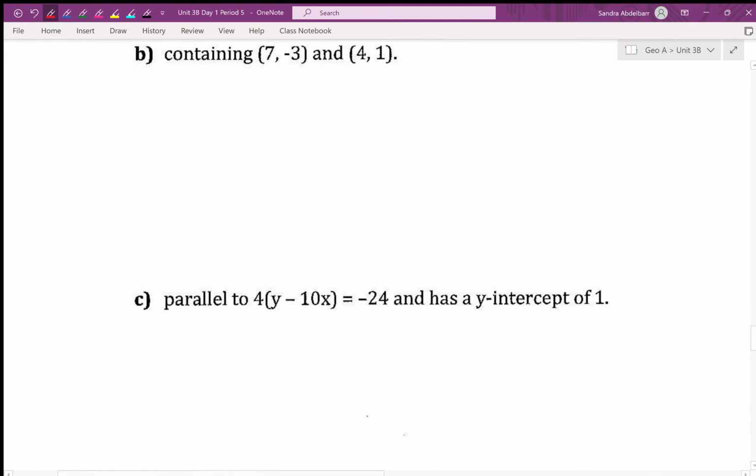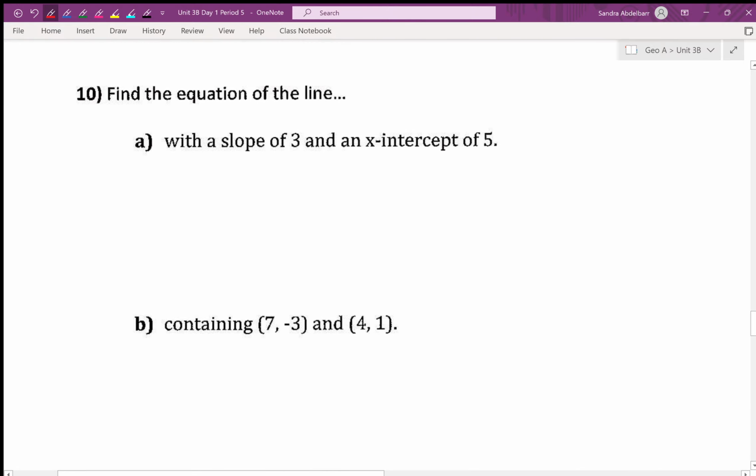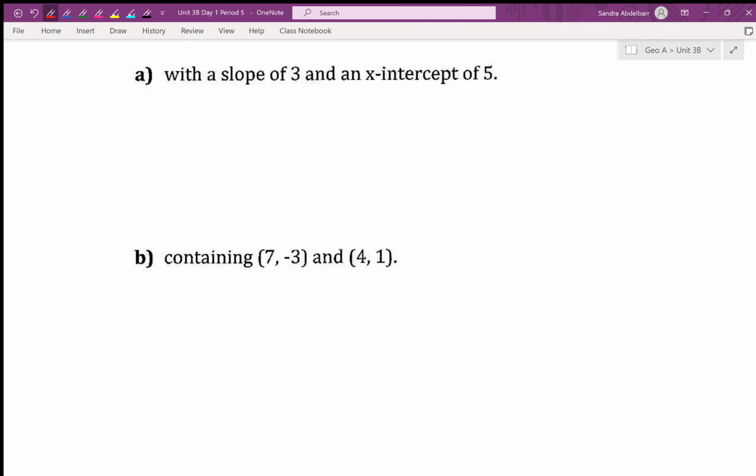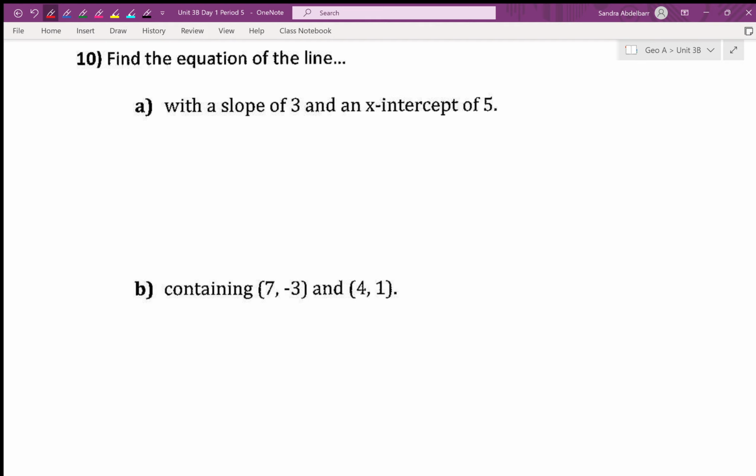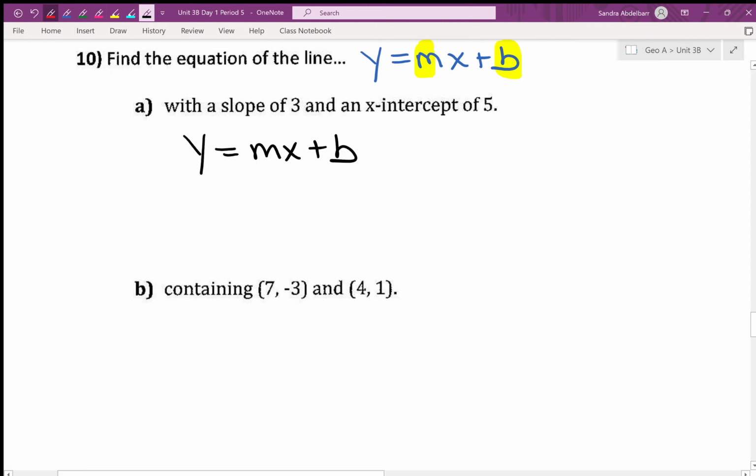Okay, so these are a little bit more involved, but these are better questions. These get us thinking. So now we want to find the equation of the line with a slope of 3 and an x-intercept of 5. Whenever I ask for an equation of a line, do we agree I'm setting up the format y equals mx plus b? And we need a number for m, and we need a number for b. And once we have a number for m and a number for b, we're good with the equation of the line. So once again, I need y equals mx plus b. What does m represent?